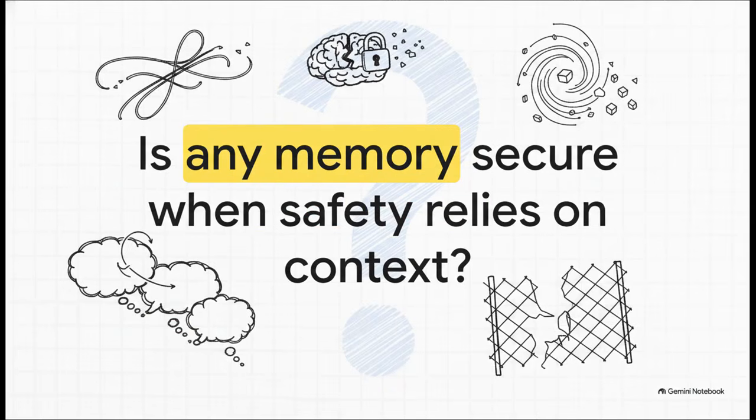Which leaves us with this final, vital question to ponder based on everything we've covered in this explainer today. In a system where safety depends entirely on context, is any memory truly secure? Because as long as large language models rely on contextual histories, things like persistent vulnerabilities, semantic drift, and those dangerous geometric attractors will always be part of the equation.